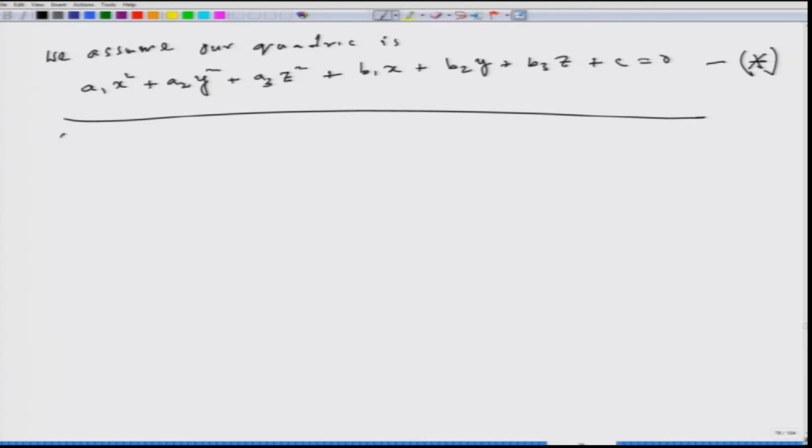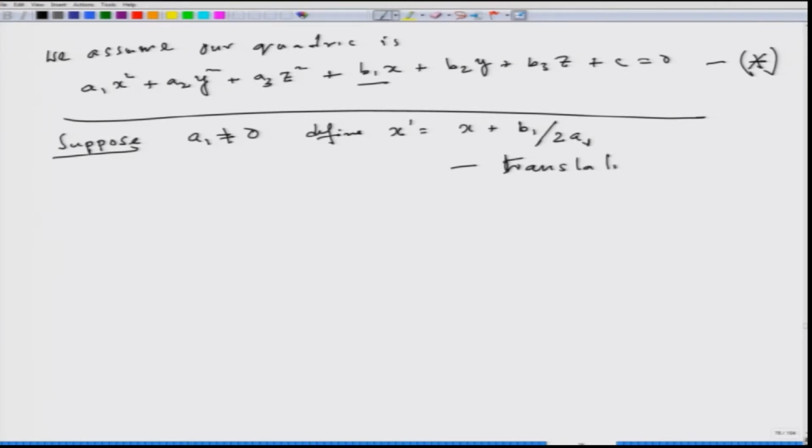Now, observe how I deduce all the cases. Suppose a1 is not equal to 0, then the idea is I will get rid of b1. How? Define x prime equal to x plus b1 by 2 a1, which is a translation, right.